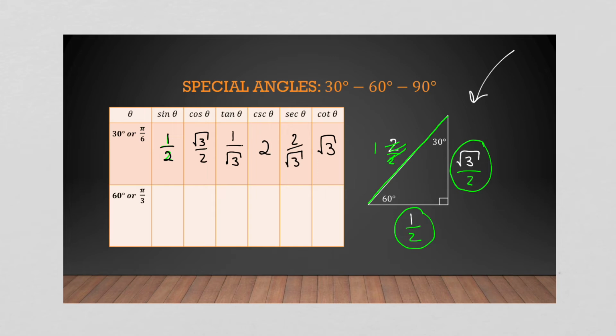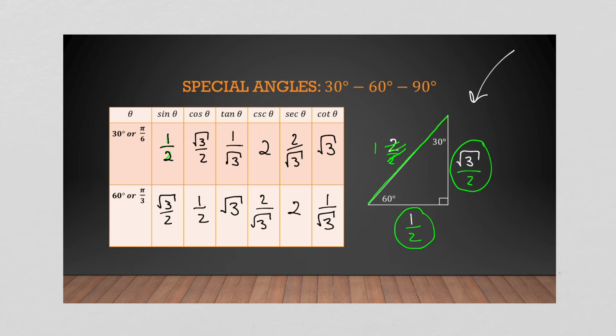For 60 degrees, we can use the same triangle, except this time we have √3 over 2, 1 over 2, √3. And then again, we are taking reciprocal values. So 2 over √3, 2, and 1 over √3. So those are going to be our special angles.